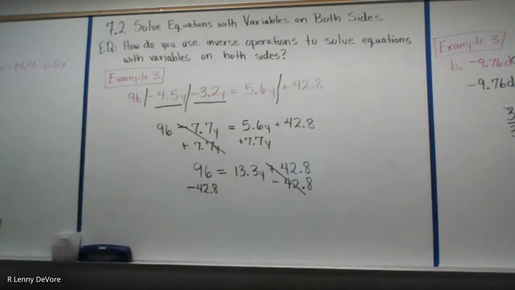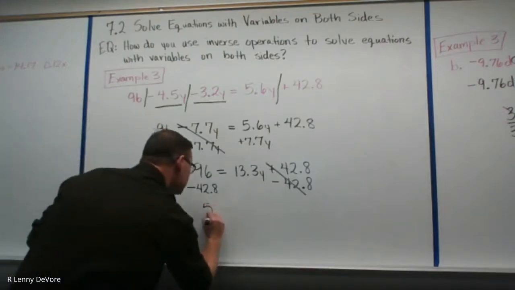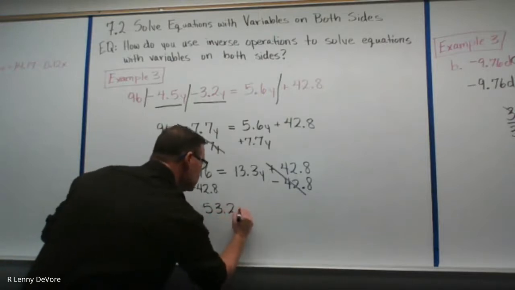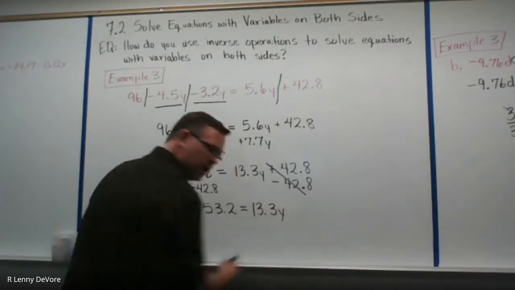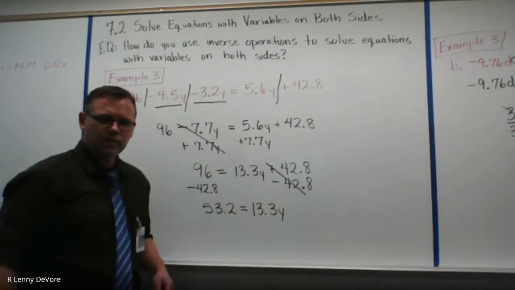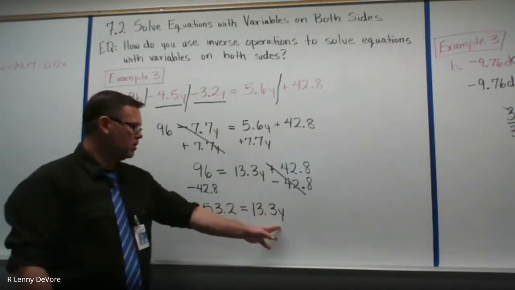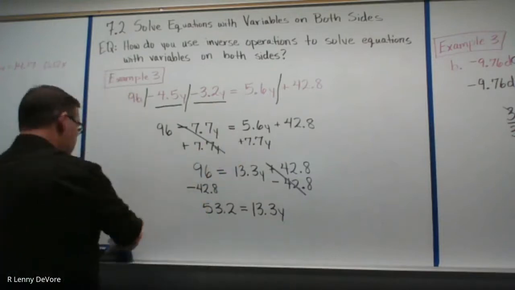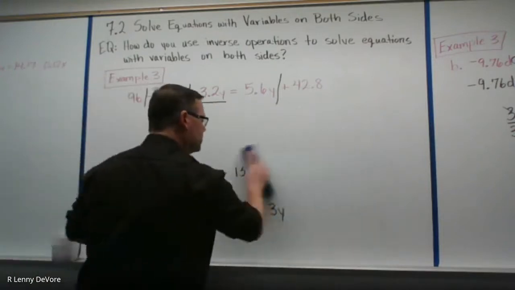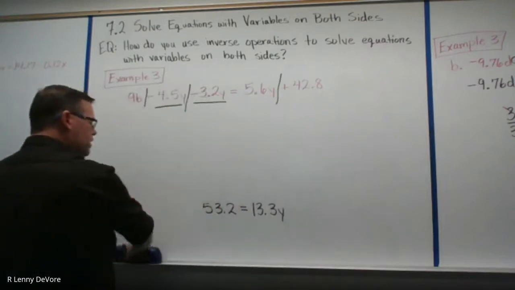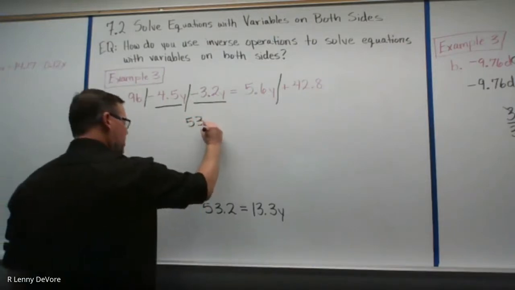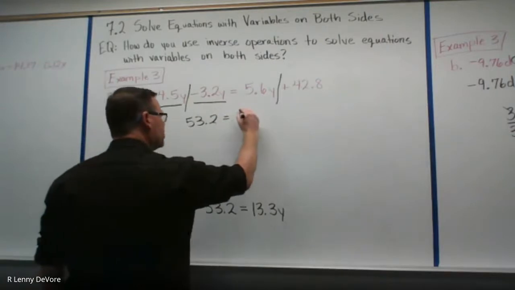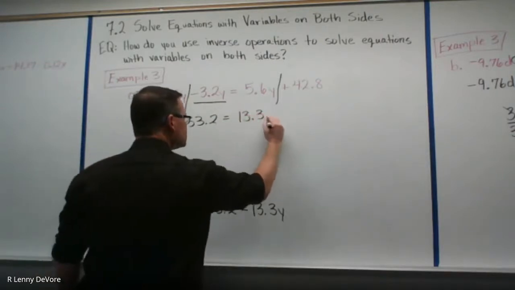Okay? So when I do that, I end up getting 53 2/10 equals 13 3/10 y. Okay, guys? Now, at this point, we still have to isolate y. Okay? So I'm going to erase some of this up here, and I'm going to rewrite it so you guys can see exactly what I'm doing. So if you didn't get that first part, make sure you pause it and write it down. So what we're at right now is 53 2/10 equals 13 3/10 y.